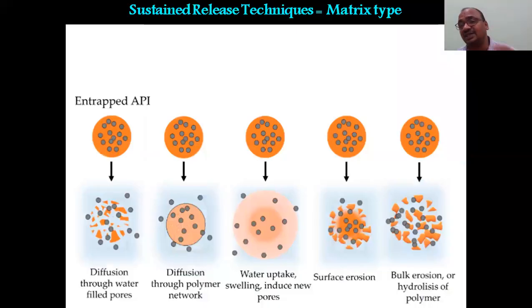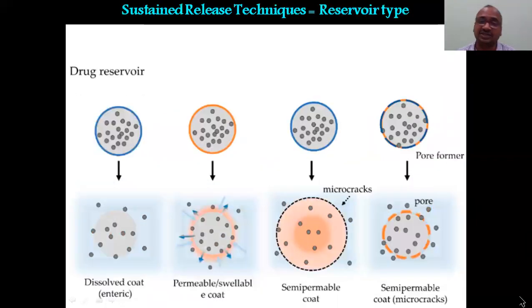See, there are a number of sustained release techniques. Here we can see one basic technique, that is the matrix type. 1, 2, 3, 4, 5, all these are matrix only. The API is entrapped inside this, so the style of breakdown matters: how it breaks down, how it releases in a sustained way. This is the matrix type, not the reservoir type. Here you can see the reservoir type. 4 types are there. The drug is in a reservoir, and slowly it is releasing.